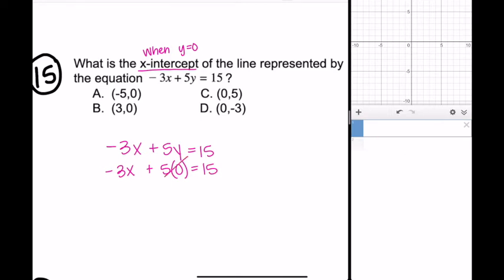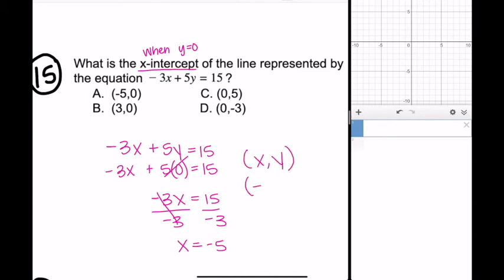Five times 0 is 0, so that is eliminated. And we are left with negative 3x equals 15. Divide by negative 3 on each side, and we get x equals negative 5. Now we just have to be sure that we write this as a point, x comma y. Well, we found that x was negative 5, and that happened when y was 0.